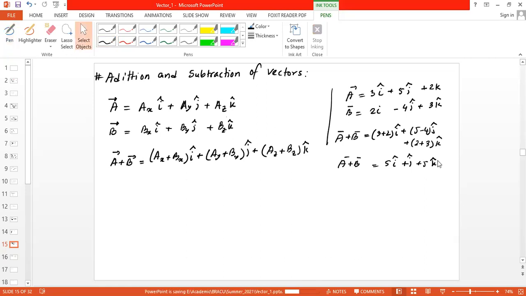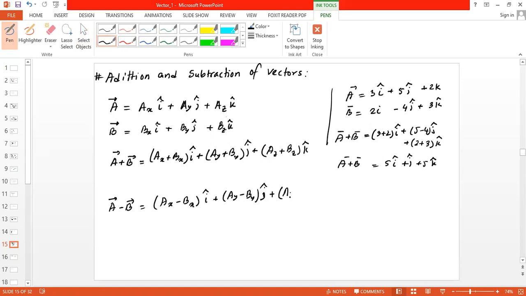Yes, sir. Same again, if you want to subtract two vectors, for example, A vector is this one and this is the B vector. If you want to subtract them, then you have to subtract the like components, like A minus B. For example, vector A minus vector B would be equal to Ax minus Bx i plus Ay minus By j plus Az minus Bz k. Okay. So this is the subtraction of two vectors A and B.